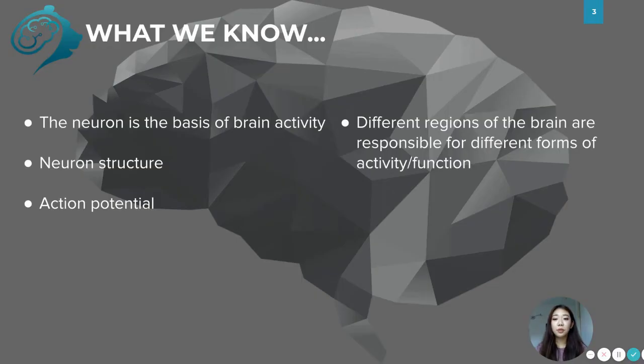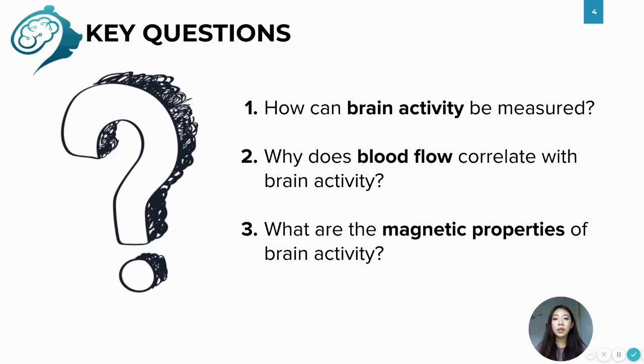So at this point, we've gone through the neuroscience modules, so we know that the neuron is the basis of brain activity. We're also familiar with the neuron structure as well as action potentials. And one really important concept, especially for fMRI, is that different regions of the brain are responsible for different forms of activity or function. So some key questions that we're answering in today's lesson are how brain activity can be measured, why blood flow correlates with brain activity, and what the magnetic properties of brain activity are.